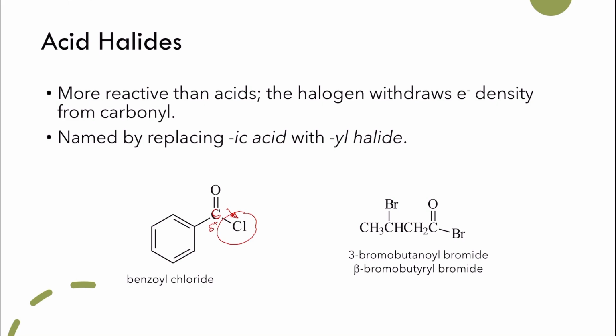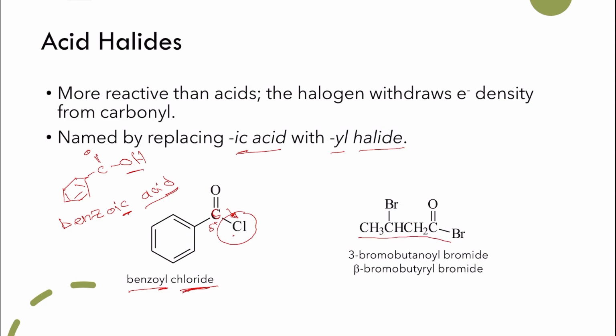How would we name the acid halides? We name them by replacing the suffix ic of the ic acid with yl halide. So, for example, this is benzoic acid. So benzoic acid is this acid, C double bond O, OH. When we replace this OH with Cl, it becomes benzoyl chloride. So I replaced the ic acid with yl halide, so benzoyl chloride.